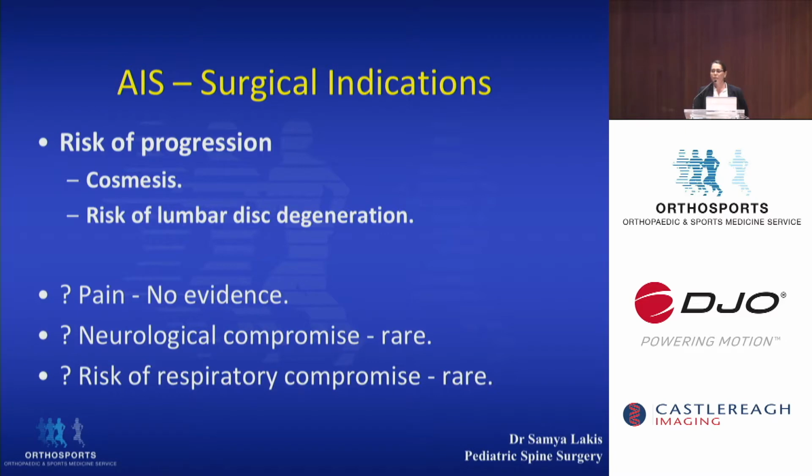So why do we operate? We operate on those curves that we think are going to progress as an adult. Our secondary aim is to have the patient looking good. That's not the primary aim. And we always consider what the risk of lumbar degeneration is. We try and not fuse below L3.